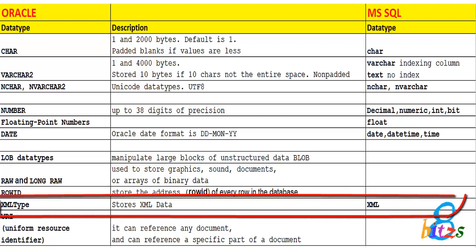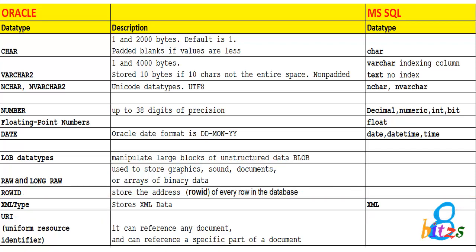Then comes the XML type, where we can store XML data in a data type. Similarly, it is available in MS SQL as well. Oracle also supports URI, that is Uniform Resource Identifier, which is helpful for referencing or giving a hyperlink to a particular document that exists outside the database. So this type is not available in MS SQL.